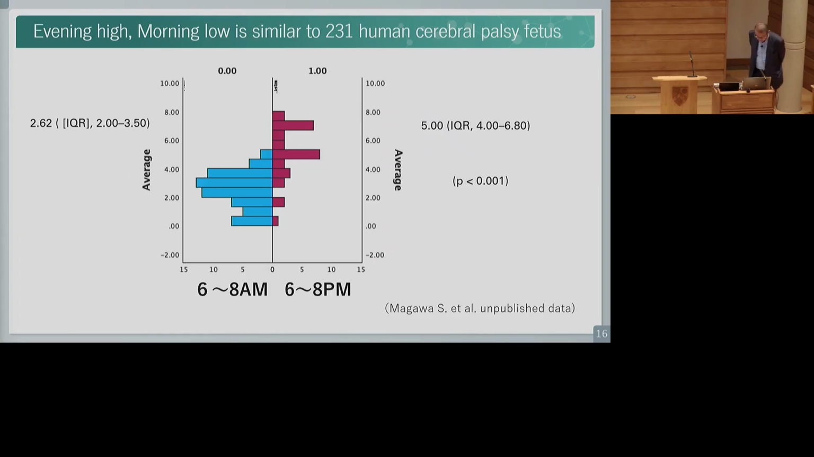We then examined whether a similar phenomenon exists in humans. Using 231 severe cerebral palsy cases, we compared variability during the morning and evening. The results closely matched those observed in sheep. Variability was significantly lower in the morning than in the evening. Thus, the circadian modulation of variability appeared to be present across species.